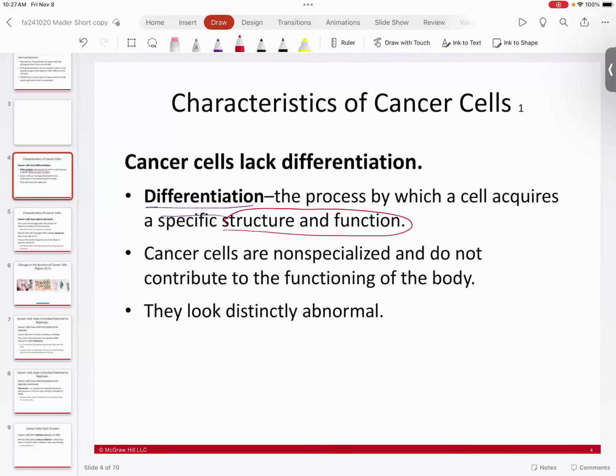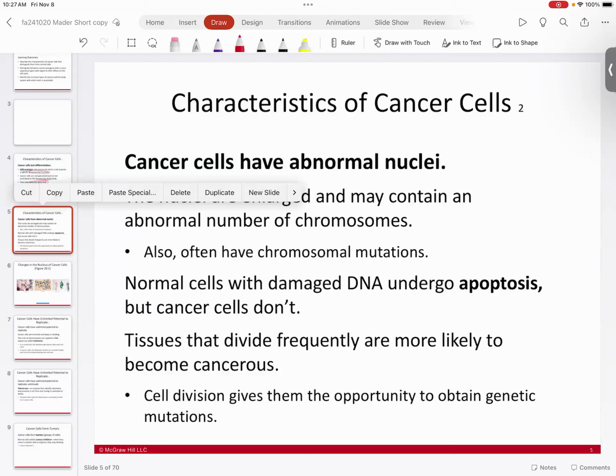Cancer cells will not specialize in any one thing, and as a result, they're not functional. They don't really do anything. So they're basically like a lot of premature, undeveloped cells. And because they're not differentiated like other cells, they oftentimes will take on a very distinct abnormal look.